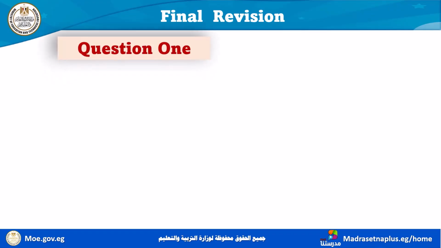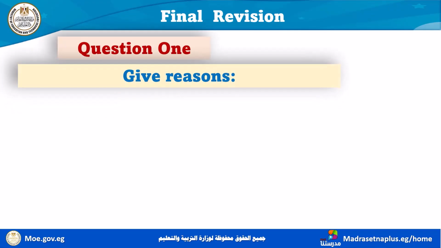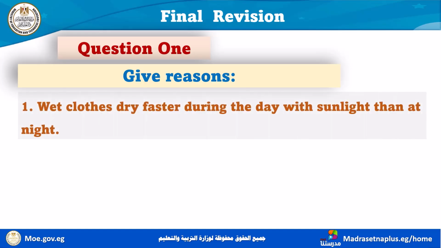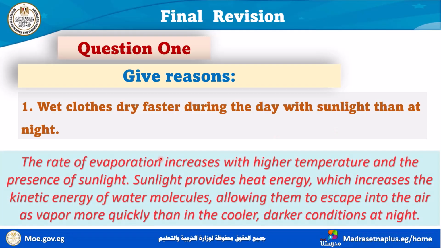Question 1, and the second part is give reason. Number 1. Wet clothes dry faster during the day with sunlight than at night. Of course, we all observe that clothes dry faster during the day, especially on a sunny day, than at night. Why?